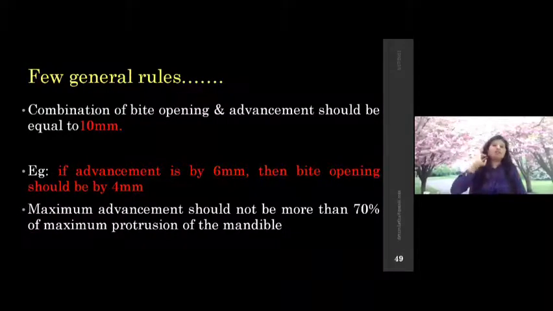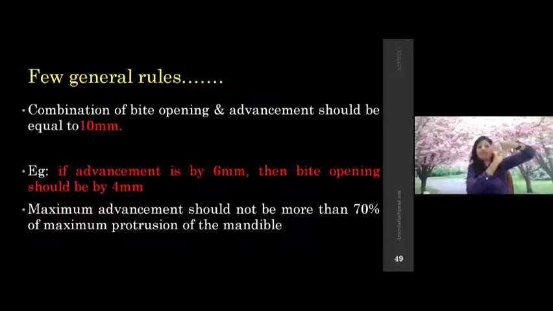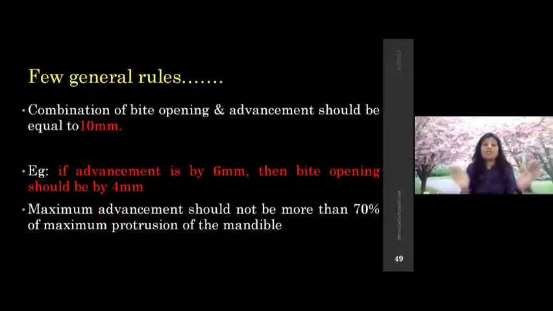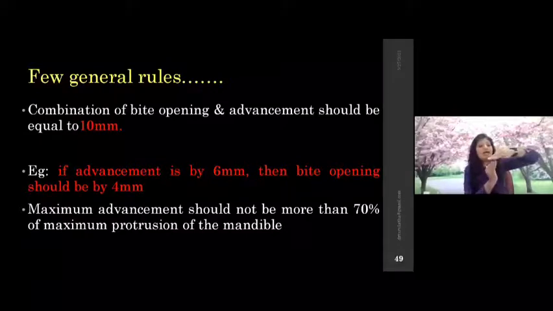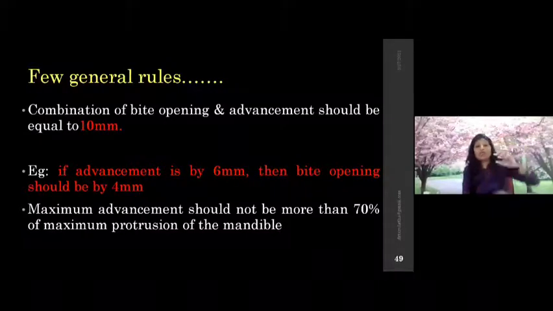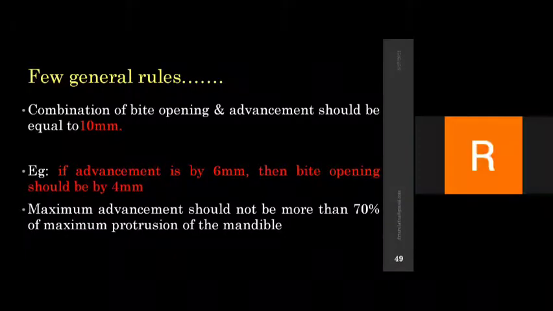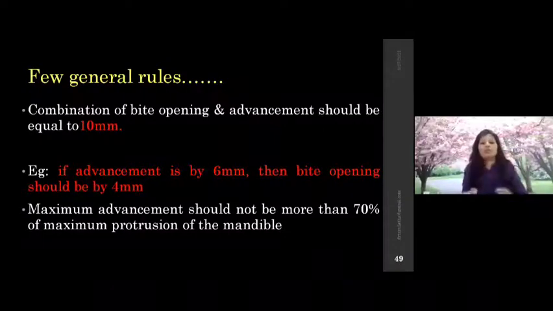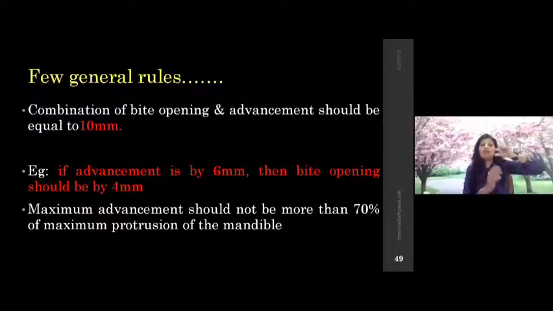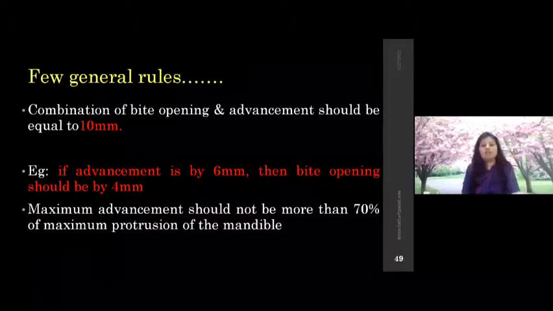However, there are a few general rules. If you're bringing the mandible forward by 6 millimeter, your bite in the posterior section should be opened by around 4 millimeter. The combination of advancement and vertical opening should never exceed 10 millimeter. It should always be 10 millimeter. That is why if I bring the mandible 6 millimeter forward, my vertical opening should be 4 millimeter. 6 plus 4 together will be 10 millimeter. If you are advancing the mandible by 7, your vertical opening will be 3. 7 plus 3 is 10. It has to be kept in mind when you are taking a bite.